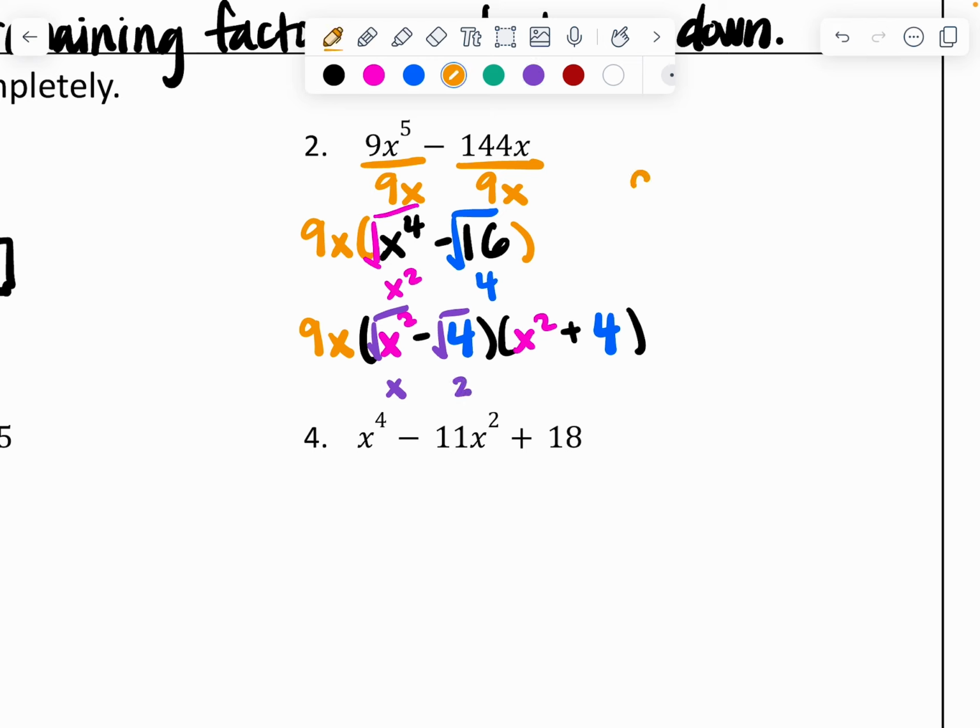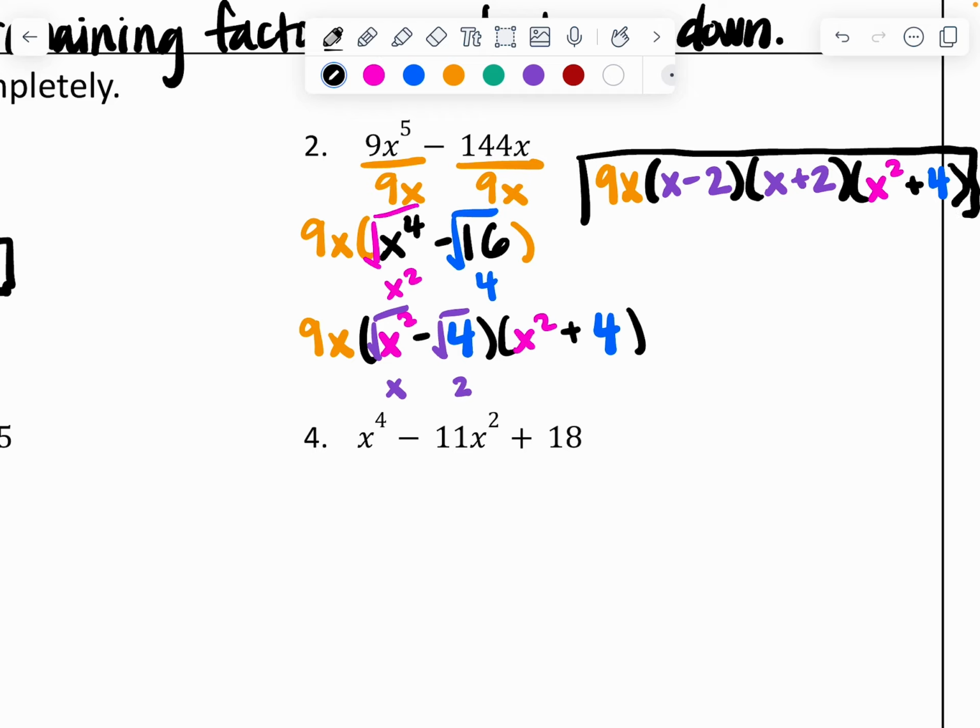So now in my final answer, let's see. I'm going to write this a little bit bigger. I have 9x times x minus 2 times x plus 2 times x squared plus 4. And x squared plus 4 cannot be factored. So that is my final answer.